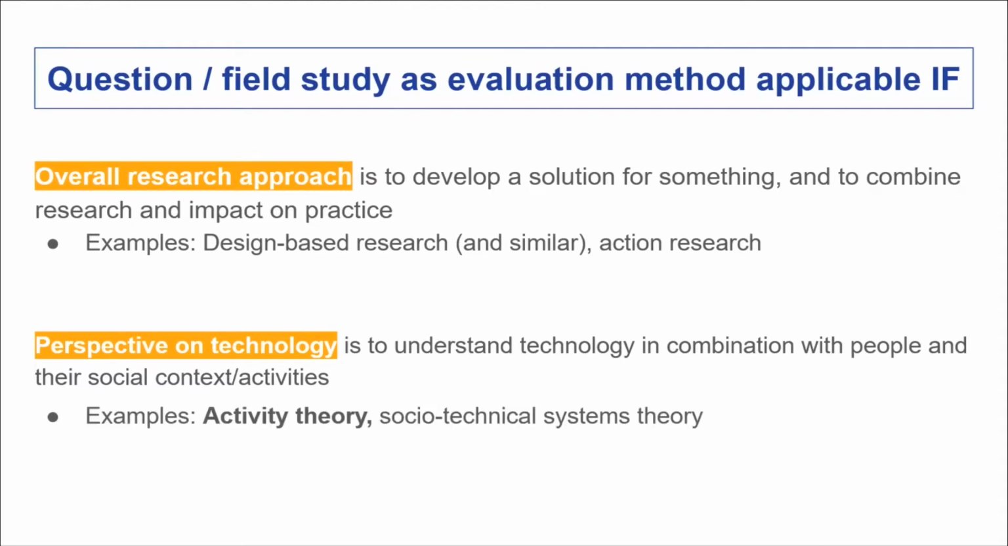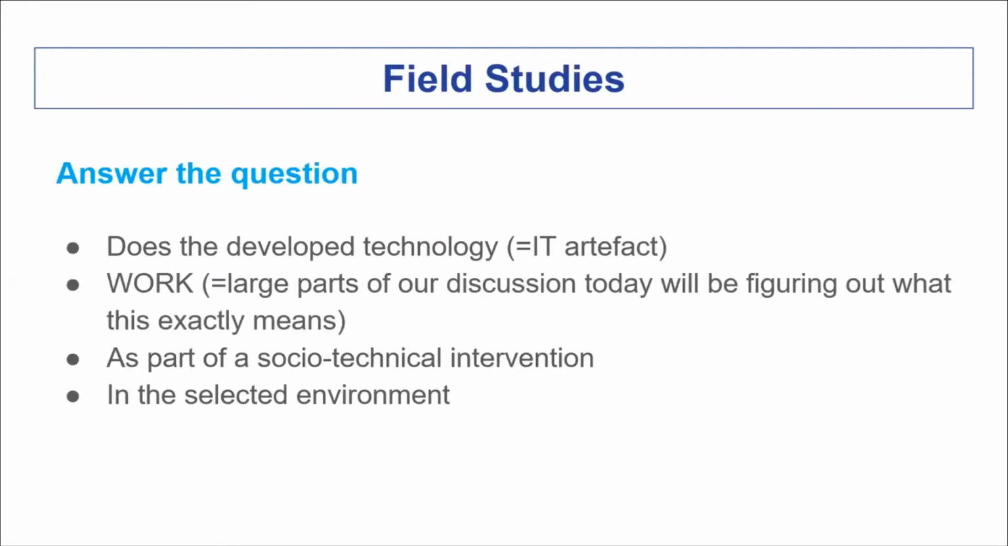Typical theories that take this stance are activity theory, for instance, which is a widely known sociocultural theory used in human-computer interaction and also in the learning sciences, or socio-technical systems theory, which is maybe a little bit more known in information systems related research. So field studies in principle answer the question: does the developed technology, the IT artifact, work? We're going to discuss in a little bit what this working means, that is, what qualities we are looking for as part of a socio-technical intervention in the selected environment.